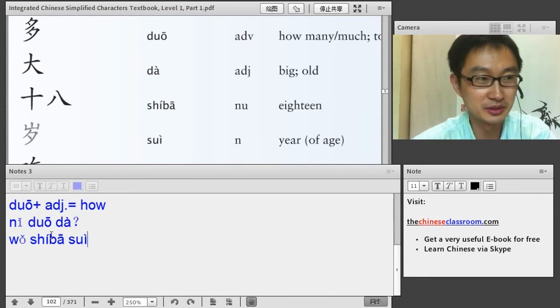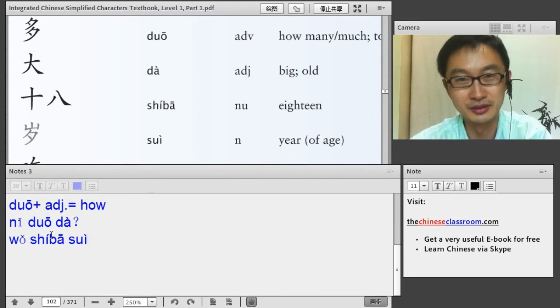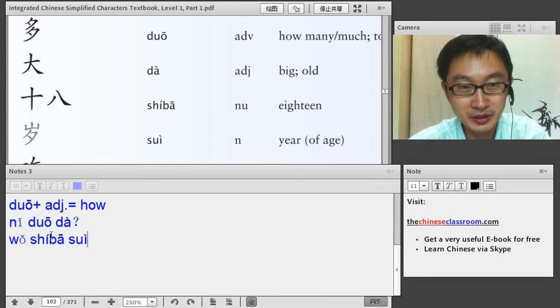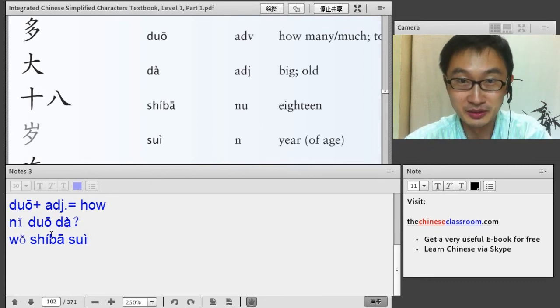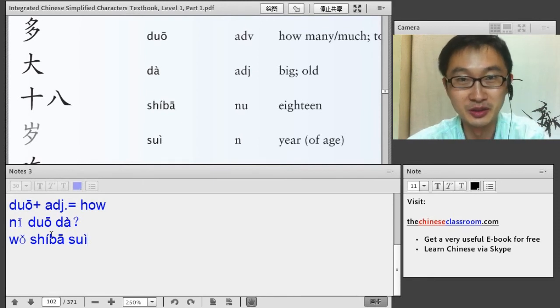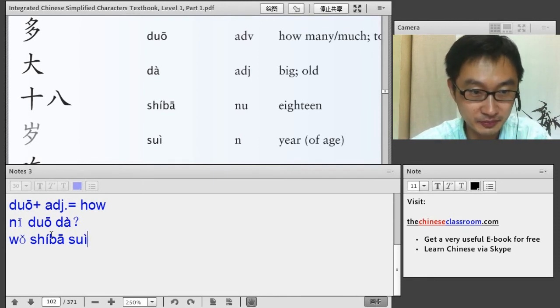Sometimes you can use it for your dog, it's also okay. It's 2 years old. 2岁. Remember, if a number 2 is followed by a measure word or year, you will not say 二, you will always say 两岁. Okay.